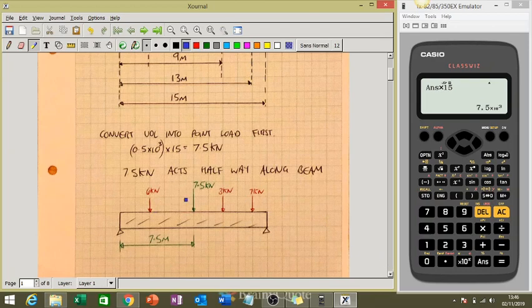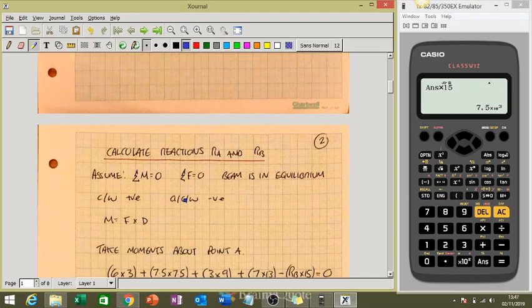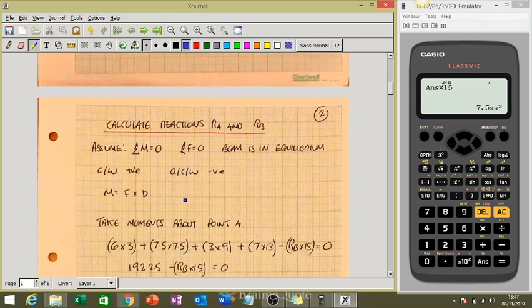It makes it easier for us now to work out the bending moment, but first of all we've got to do the reactions. You should be fairly comfortable doing this. Assume the sum of the moments is equal to 0, and the sum of the forces is 0. The beam is in balance, or equilibrium. We'll call clockwise moments positive, anti-clockwise moments negative. And a moment is a force times distance.